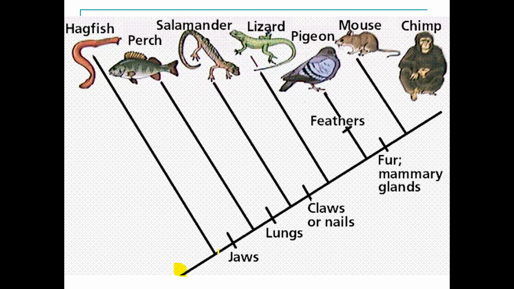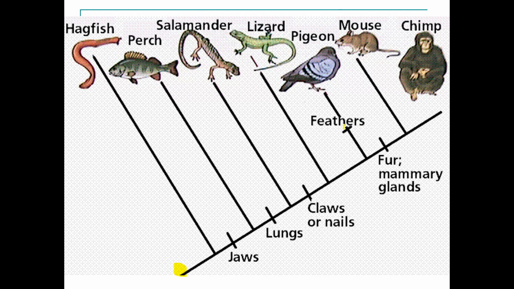And just like before, every branch is a node, and every node represents a common ancestor. So here we have the hagfish, and you can see by these lines here that they do not have things like jaws or lungs or claws or nails, okay? But the innovative characteristic here would be jaws, and so after that, all of your vertebrates have jaws. So these are called your bony fish, okay? Fish do not have lungs, so notice that comes after the fish, but amphibians do, reptiles do, and so forth.